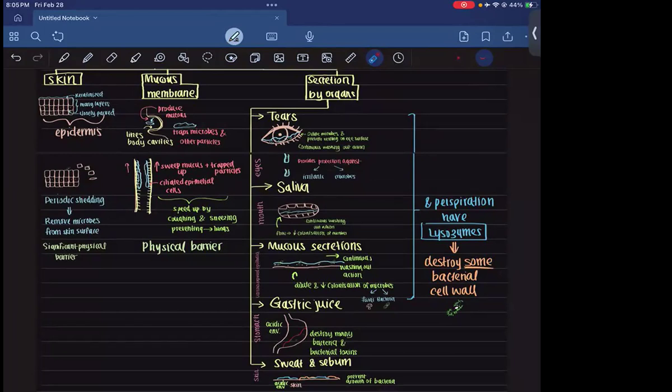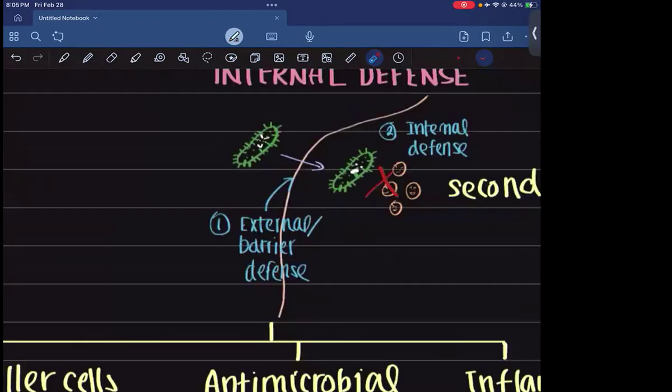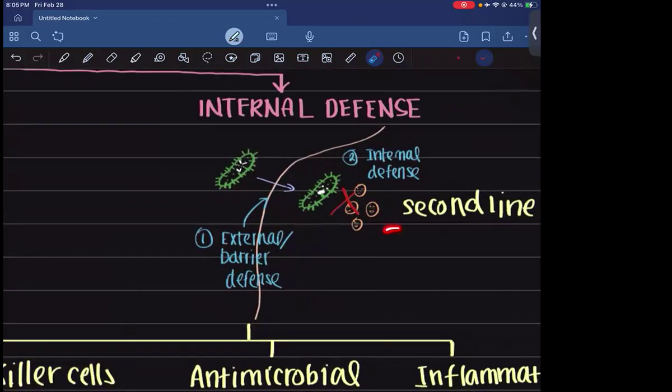Okay. Now let's move on to internal defenses in innate immunity. Now the bacteria is happily coming. It has crossed the external barrier defense, and now it thinks, okay, I have crossed this, so I can anyway cross the others as well. But no, it doesn't know that there is a second line of defense as well. So it wasn't expecting that.